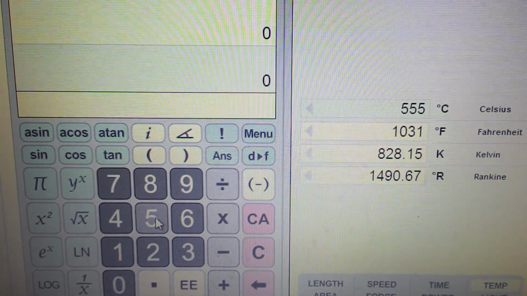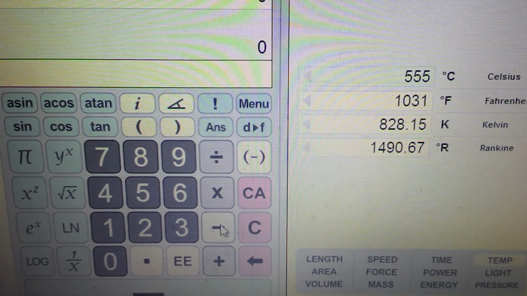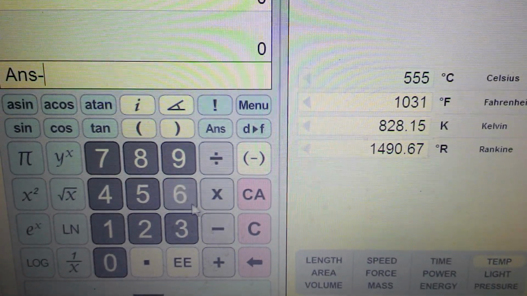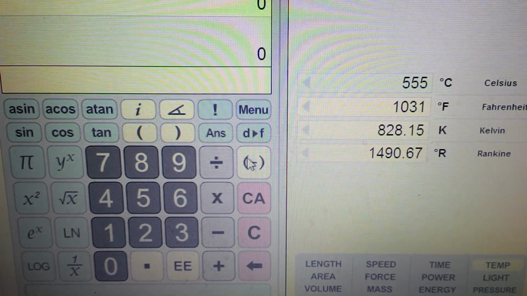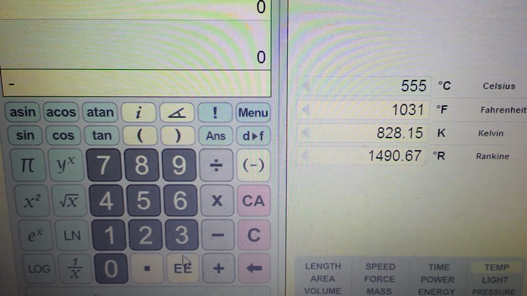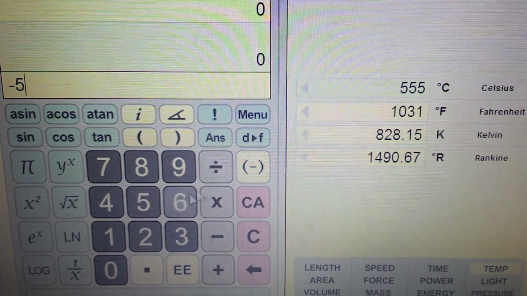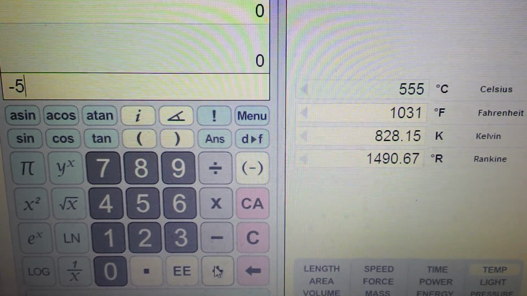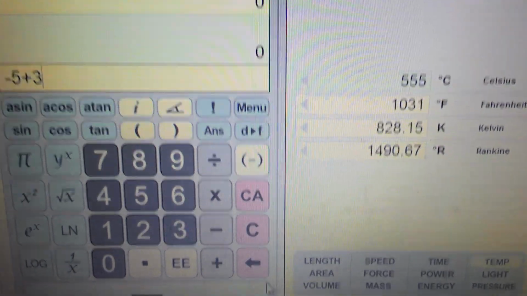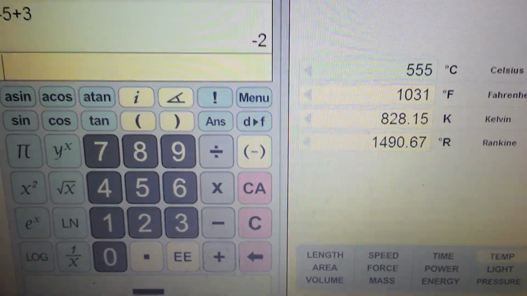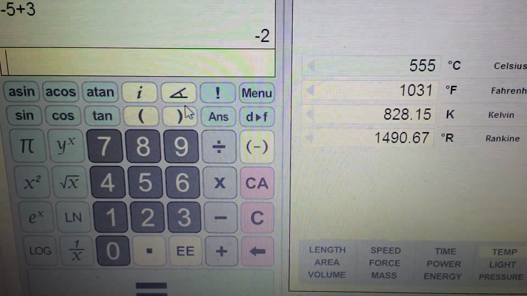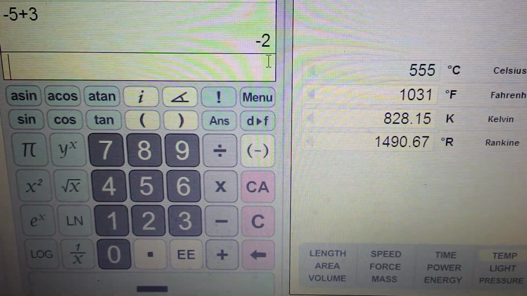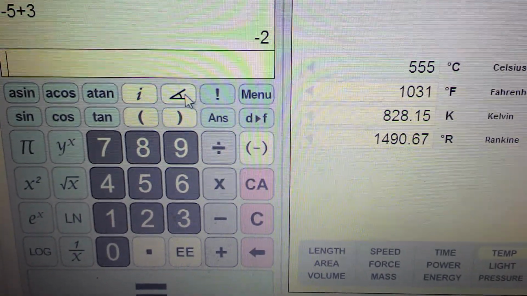For example, let's say we go negative 5 plus 3, and we can hit the equals, and we'll get an answer, negative 2. Very simple math. Also, we can take this negative 2 and we can raise it to a higher power.